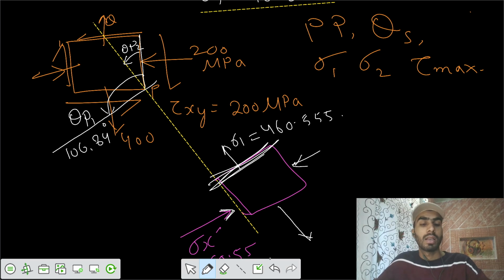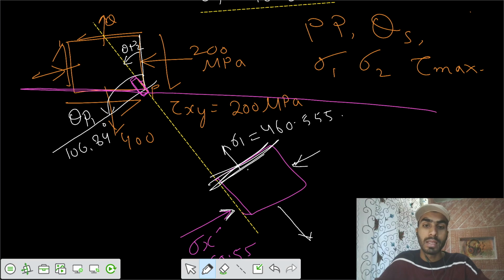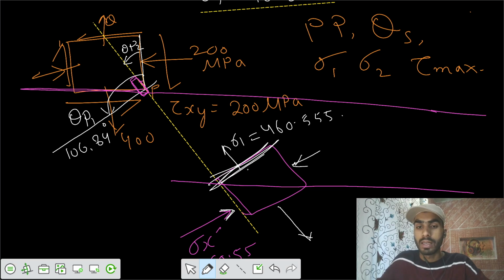Now the tau max plane would be at 45 degrees between these two planes. If the angle between the two planes is 90 degrees, the tau max plane would be at an angle of 45, so here somewhere. So this would be our tau max plane. From this diagram also we can show that this is our tau max plane. So we can write here tau max plane.